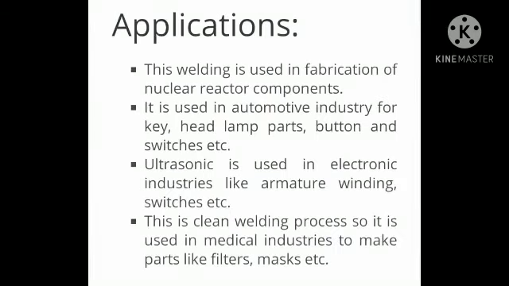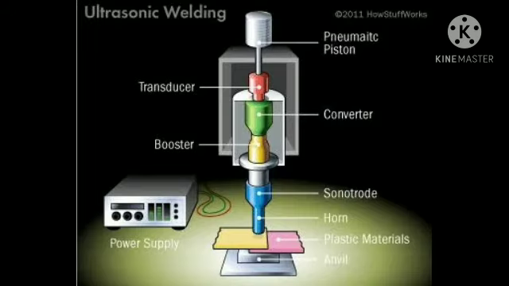Now we will see some applications of the ultrasonic welding system. This welding is used in the fabrication of nuclear reactor components. It is used in the automotive industry for keys, headlamp parts, buttons and switches. The ultrasonic welding process is used in electronic industries for armature winding, switches, etc. This is a clean welding process, so it is also used in the medical industry to make parts like filters, masks, etc. So this is all about the ultrasonic welding process.